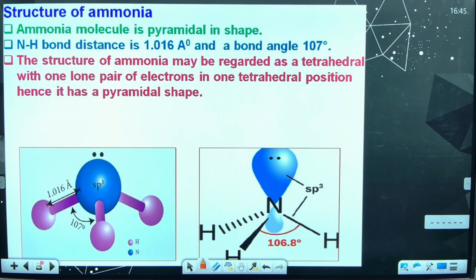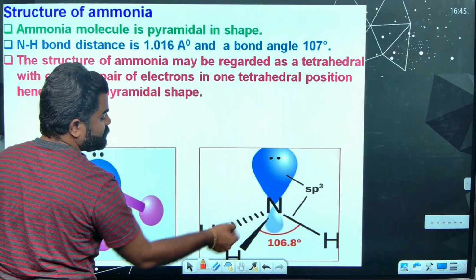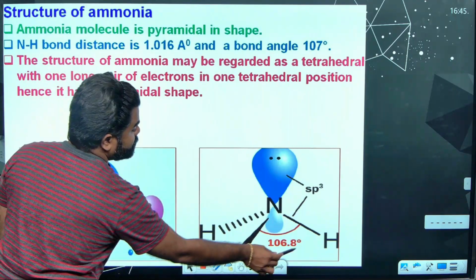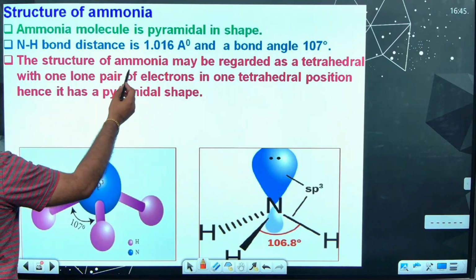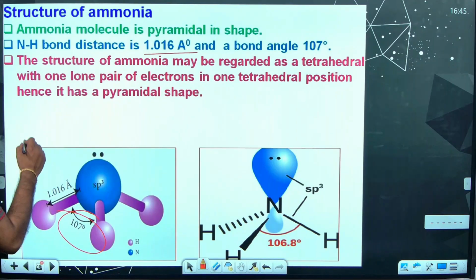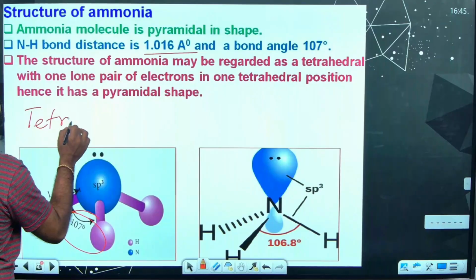If you look at the structure of ammonia, you see that nitrogen is bonded to 3 hydrogens, and each nitrogen-hydrogen bond has a bond length of 1.016 Angstrom and the bond angle is around 107 degrees. It is sp3 hybridized, hence we can say its structure is tetrahedral.